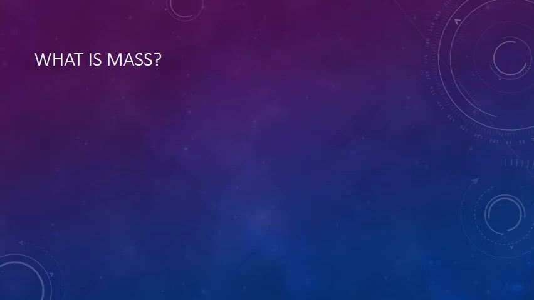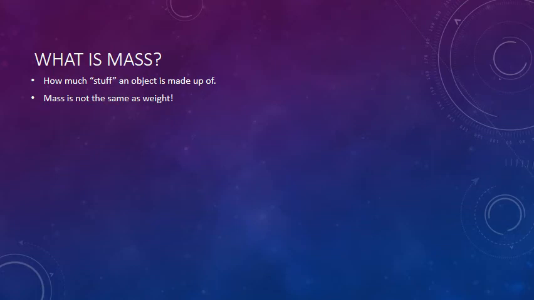The third fundamental variable that we'll be dealing with in this class is mass. Now, mass is defined as how much stuff an object is made up of. This is tricky because it's not the same as weight. You may want to use those interchangeably. We cannot in this class. Weight is how hard something is being pulled downwards. Mass is how much stuff is in it, right?